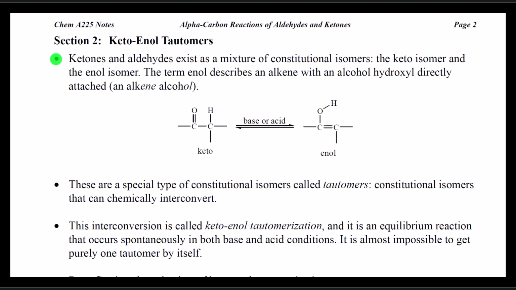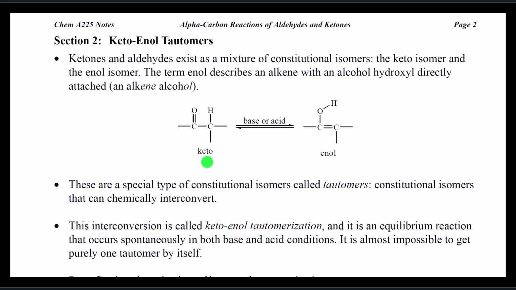Ketones and aldehydes exist as a mixture of constitutional isomers. The keto isomer and the enol isomer. The term enol is used because it describes an alkene with an alcohol hydroxyl directly attached. In other words, an alkene alcohol.